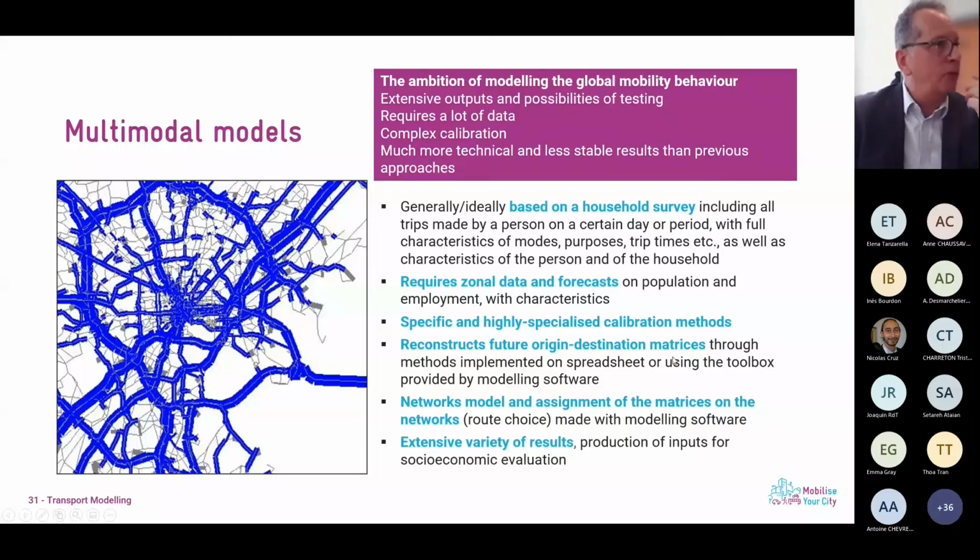And then there are multimodal models. So the ambition is modeling the global mobility behavior with all modes, a large part of the phenomena. And of course, these are very interesting models because they give extensive outputs, possibilities of testing a lot of things, but they require a lot of data. Calibration is complex, and it's much more technical, with less stable results than previous approaches.